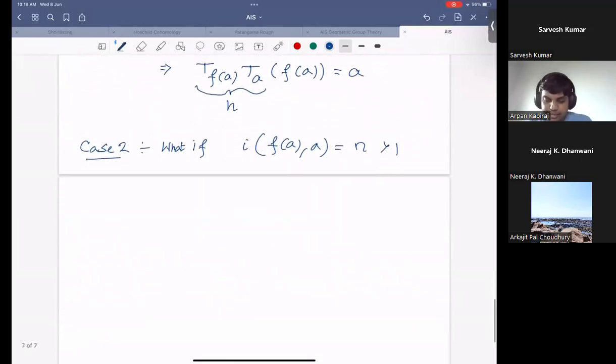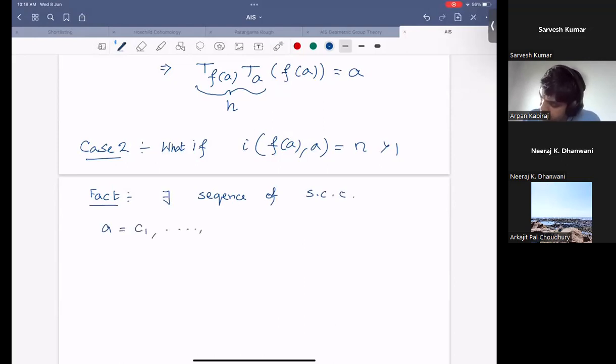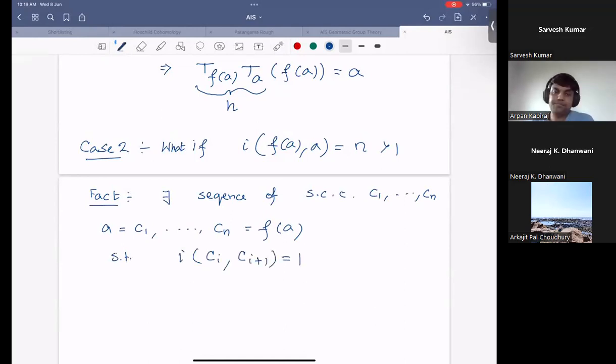So then, and this is the important fact, there exists a sequence of simple closed curves which start with A equal to C1, a sequence C1 to Cn, which starts with C1 and ends at FA, such that the geometric intersection number of Ci and Ci+1 is equal to 1. Every time, you may not go from A to FA directly, but there is always a sequence of simple closed curves. Each time, you can go from one to the next just by doing geometric intersection number 1.